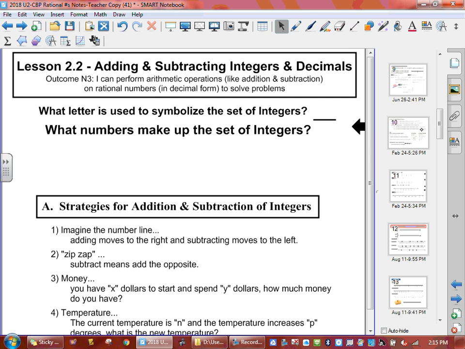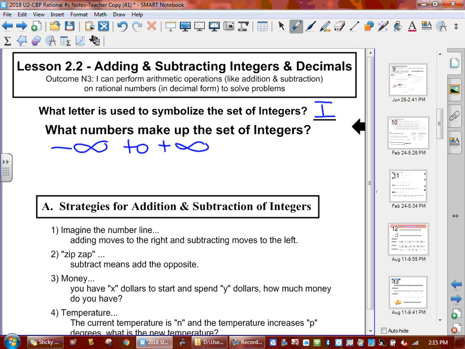Anybody remember what symbol we use? Oh, this one. The letter I for integers. Okay, so what makes up integers? Who remembers what makes up our integers? We're talking about this green box. So what makes up these integers? Negative infinity to positive infinity.